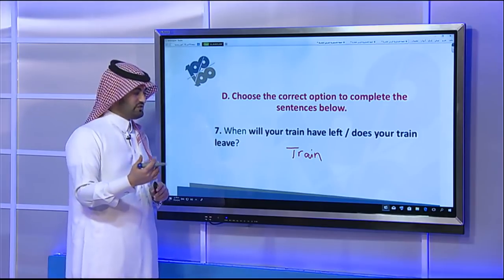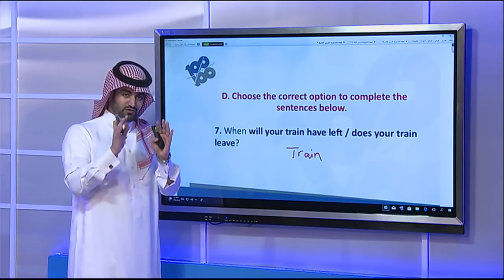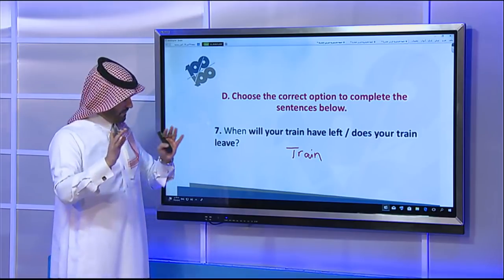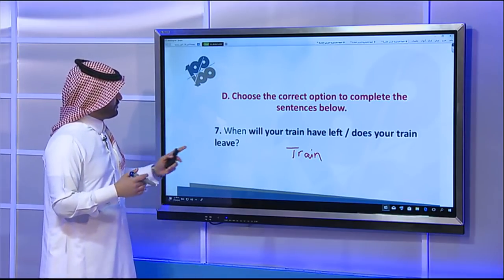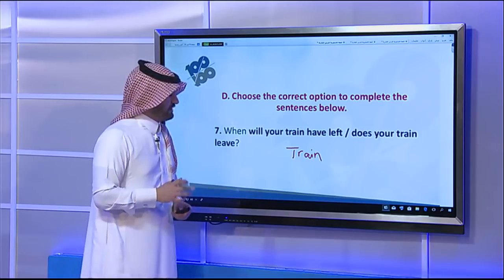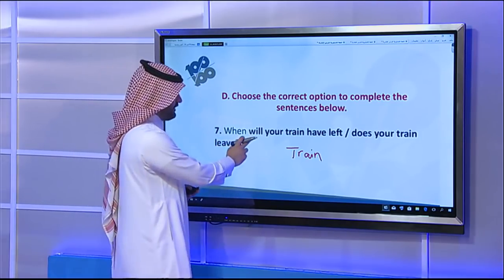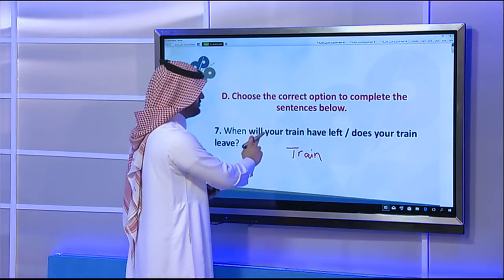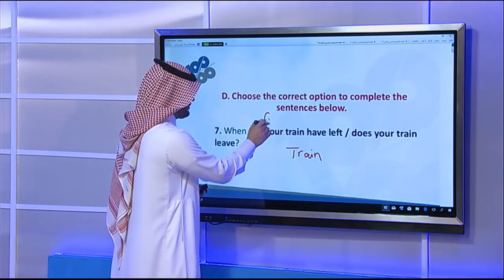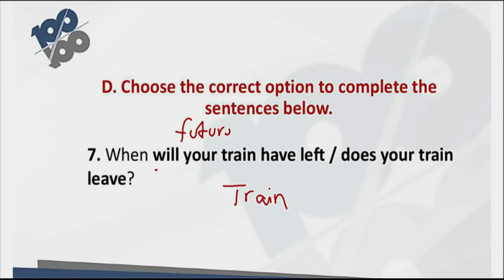Why do we use the present simple? Because when we refer to a schedule or timetable, we use the present simple. We have two options here. When will your train have left? This one, will have left, is future perfect. And does your train leave here? Does leave, this is present simple.